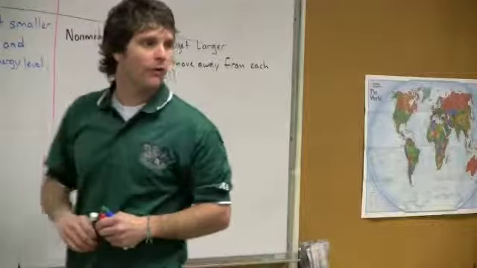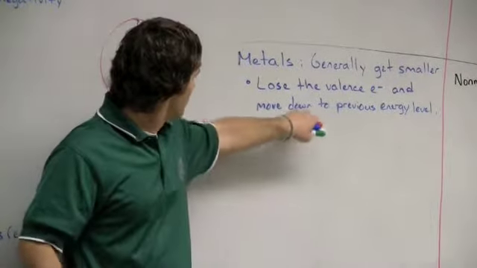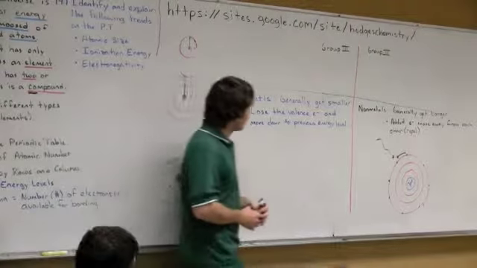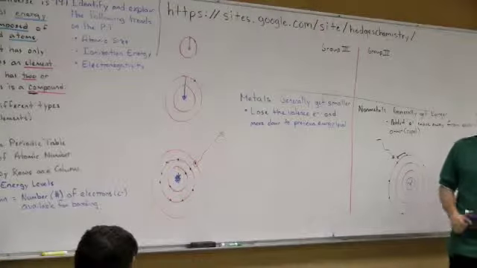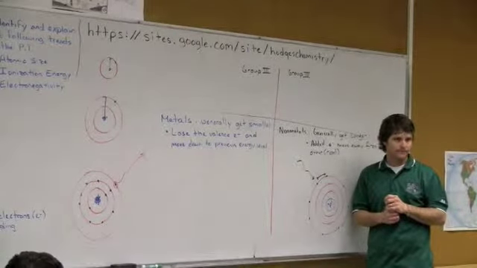So that's the trend for these ions for metals versus nonmetals. Metals generally get smaller because you're losing an energy level. Over here, the nonmetals generally get bigger because the added electrons try to move away from each other as much as they can. Alright, good.